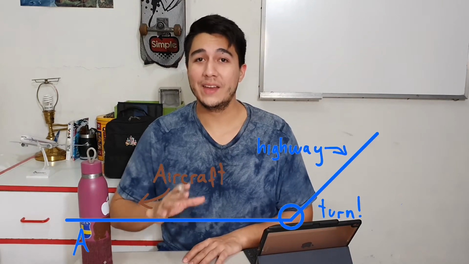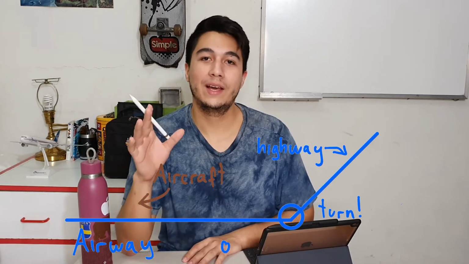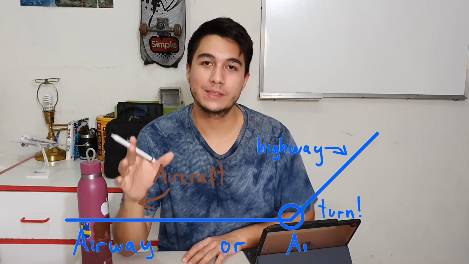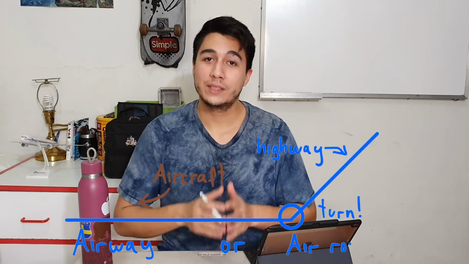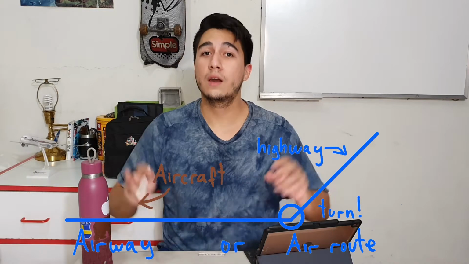So let me explain in an extremely simple fashion how an IFR flight works. We have what we call an airway or an air route that works pretty much just like a flying highway made for aircraft. And with the aid of our instruments and our navigation charts, we can follow and stay right on track within our highway.